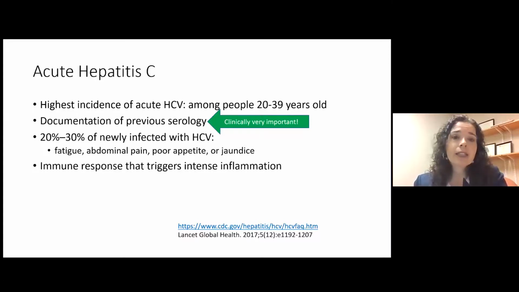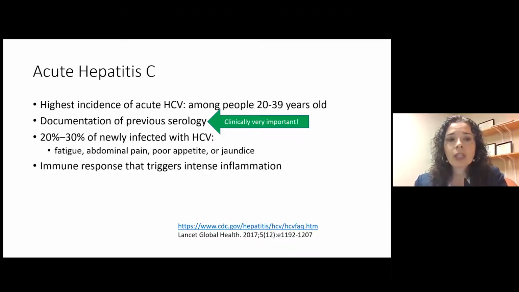The highest incidence of acute hep C is among patients who are 20 to 39 years old, and that's due to increased use of opioids in the epidemic in this population. It's really important to document any history of previous serology to make the diagnosis of acute hepatitis C.